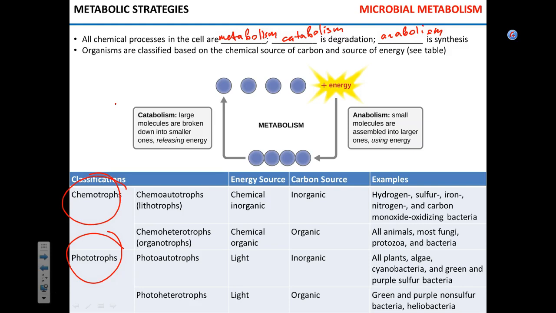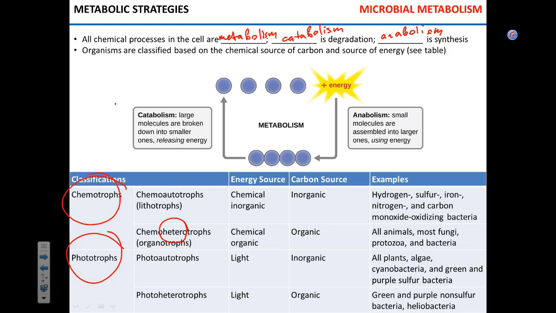Oatmeal, is it organic? Not in the whole food sense, but in the chemical, proper sense. Is that organic? Yeah, organic. Egg, organic. So I used organic carbon to satisfy my need for organic carbon. Organisms that get carbon from an organic source are called heterotrophs. Make sense? Okay.